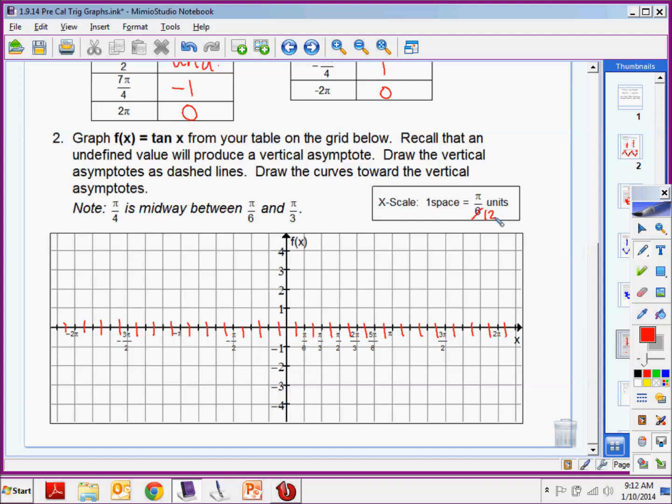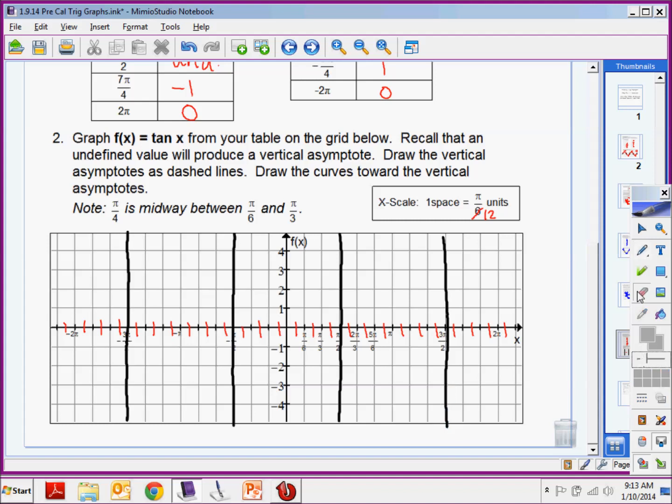Alright, so let's draw in our asymptotes first. Again, an asymptote is a what? Breaking point. A stopping point, a boundary line. Okay, so where are my asymptotes at? Negative 3 pi over 2. Negative pi over 2. Pi over 2. 3 pi over 2.